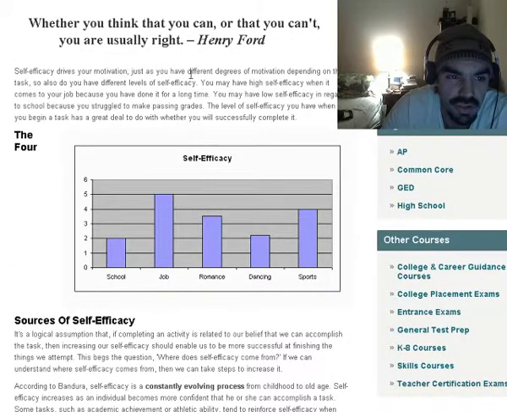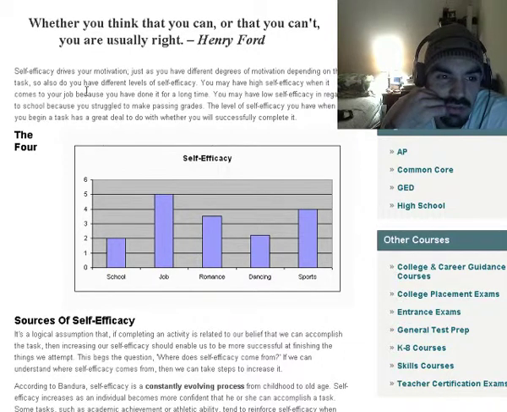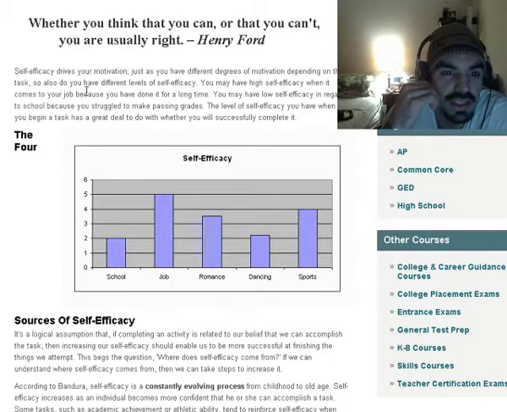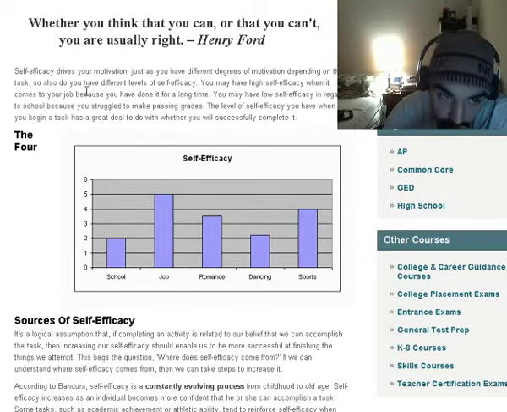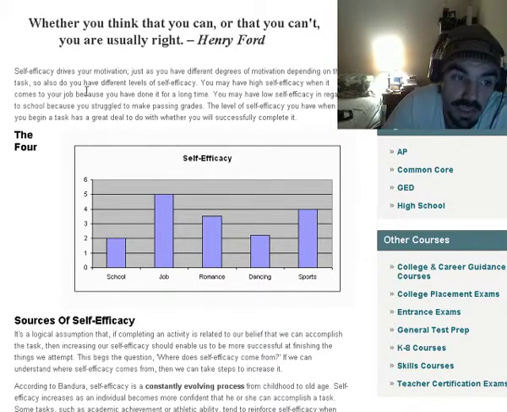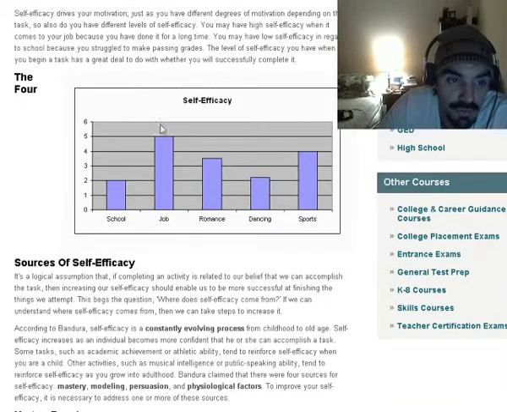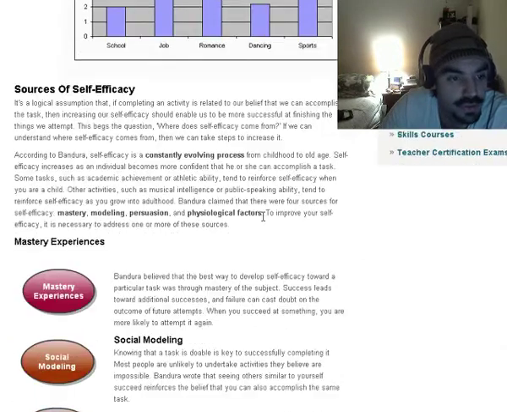Self-efficacy drives your motivation. Just as you have different degrees of motivation depending on the task, so, also, do you have different levels of self-efficacy. You may have high self-efficacy when it comes to your job because you have done it for a long time. You may have low efficacy in regards to school because you struggle to make passing grades. The level of self-efficacy you have when you begin a task has a great deal to do with whether you will successfully complete it. The four, self-efficacy. From level 0 to 6: school, job, romance, dancing, and sports.